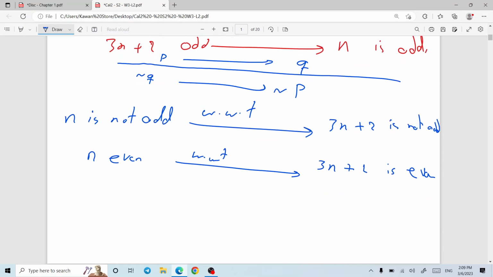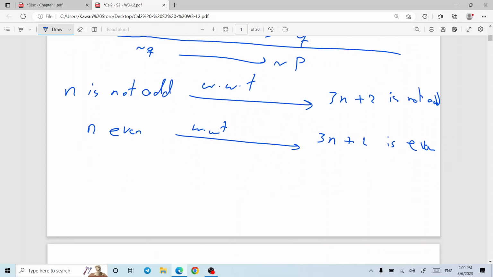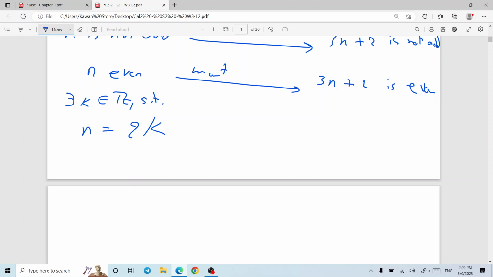Now this one is easier for me. I say n is even, which means there exists an integer k such that n equals 2k, because it is even. So tell me, 3n plus 2 equals what? Can I write it as 3 times 2k plus 2? Yes, because we say n is even. Take care.